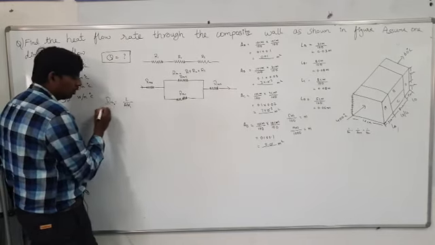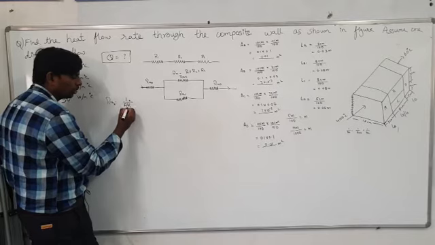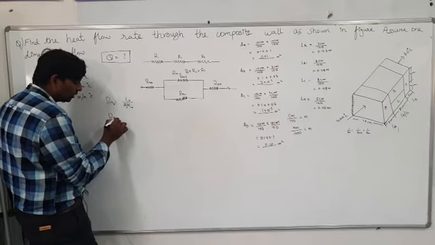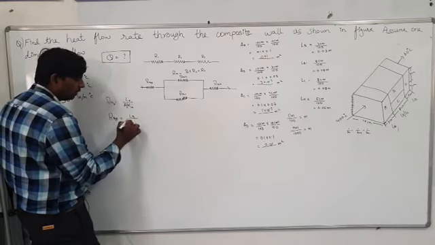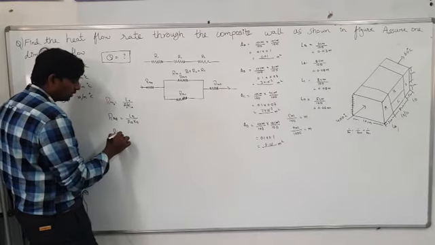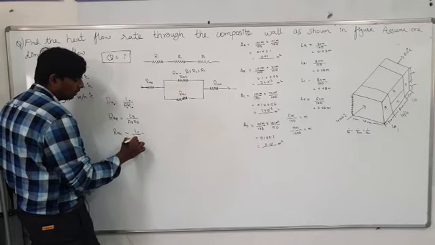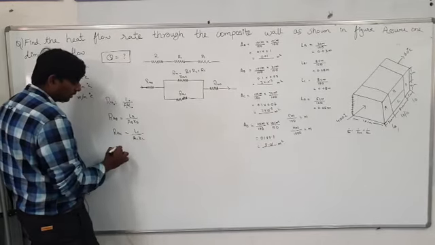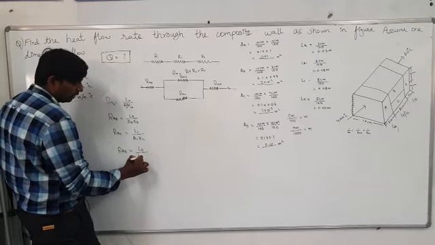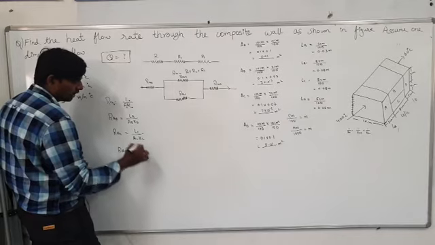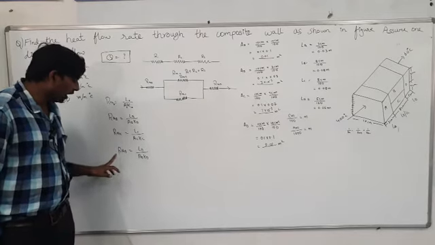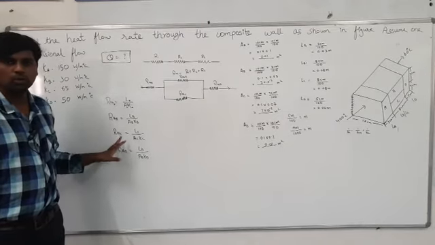For the A component you are taking now, here also you have to take A. For the B component, RTHB is LB by AB into KB. Next, RTHC is LC by AC into KC. For RTHD, it is LD by AD into KD. Like this you have to find RTHA, RTHB, RTHC, RTHD first.